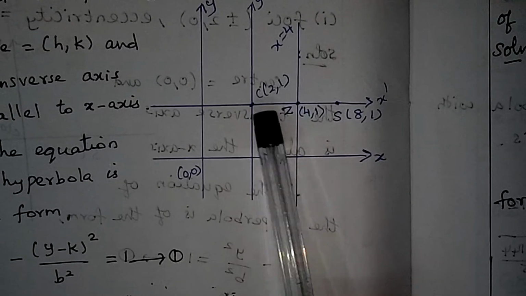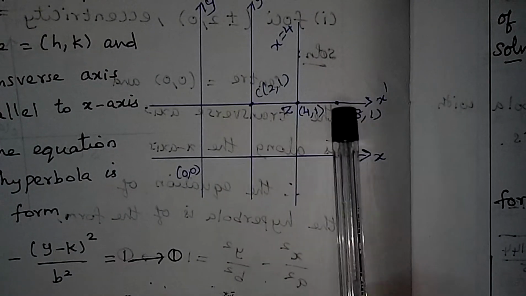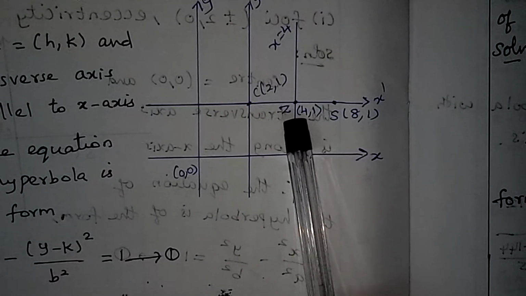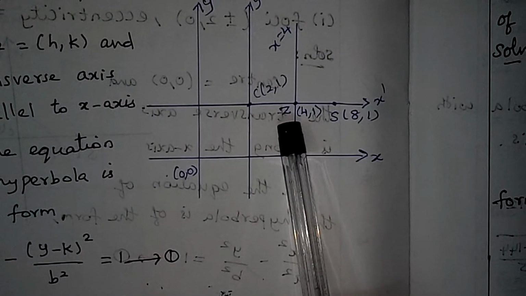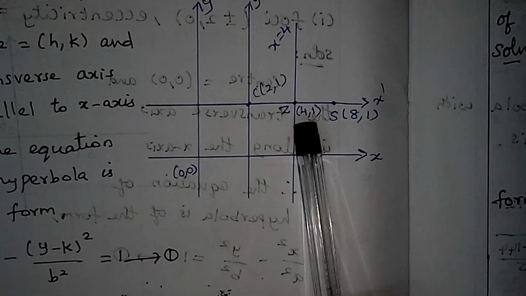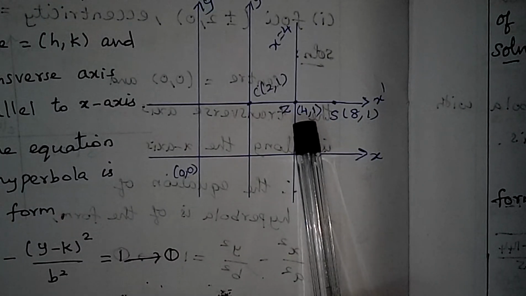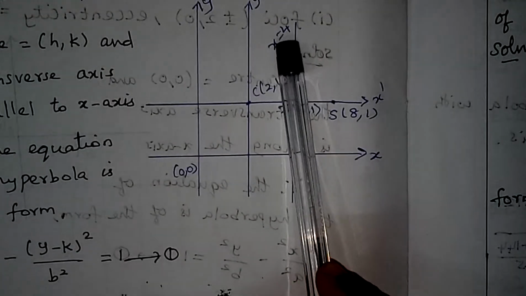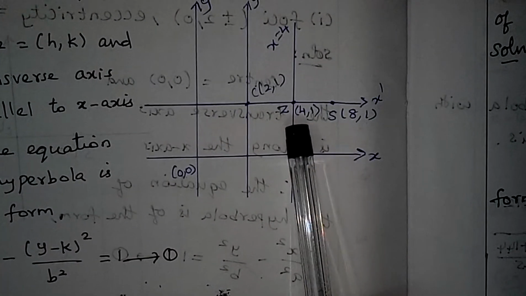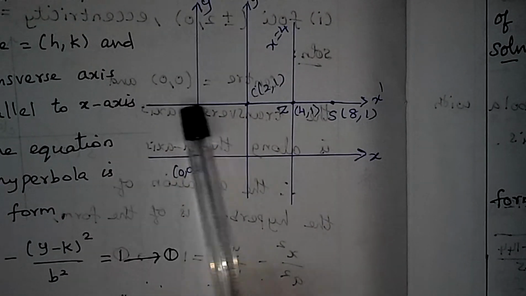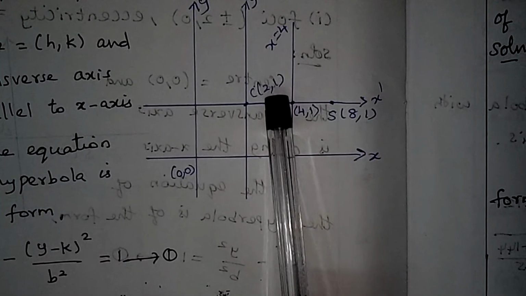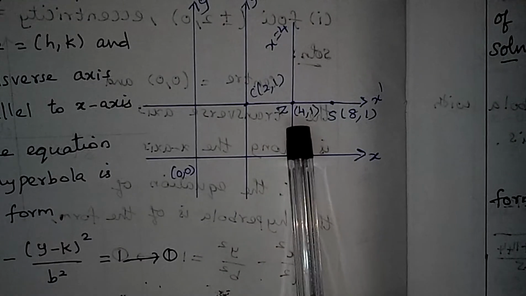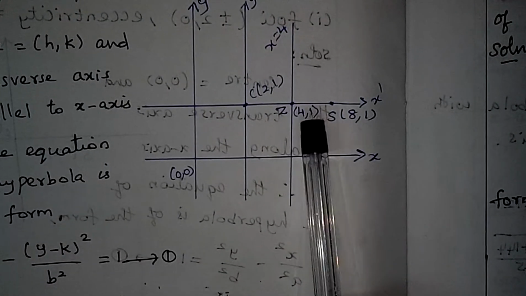And the point where this transverse axis and the directrix intersect, you can mark as Z. Usually you denote this as Z, and these coordinates you have to find out. So how are we going to find this coordinate? The x value is 4. For the y value, this line is y equal to 1, since for the center and focus the y value is 1. So x is 4 and y is 1.